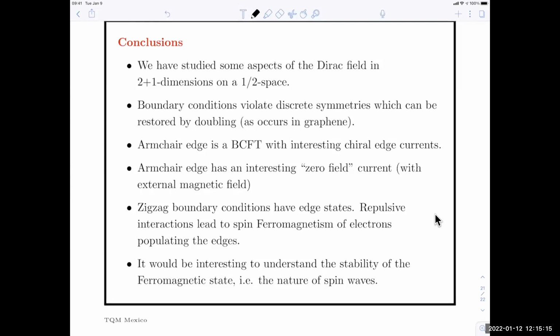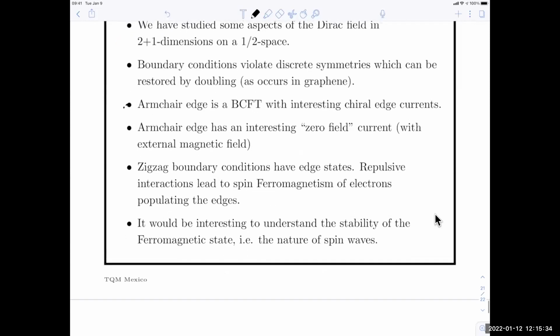The two endpoints of the array are the boundary conditions corresponding to the armchair and zigzag edges of graphene. The armchair violates parity and time reversal invariance. The zigzag edge violates everything: charge conjugation, parity, and time reversal. And then we looked at some of the consequences of these, for example, some interesting induced currents in the armchair case.